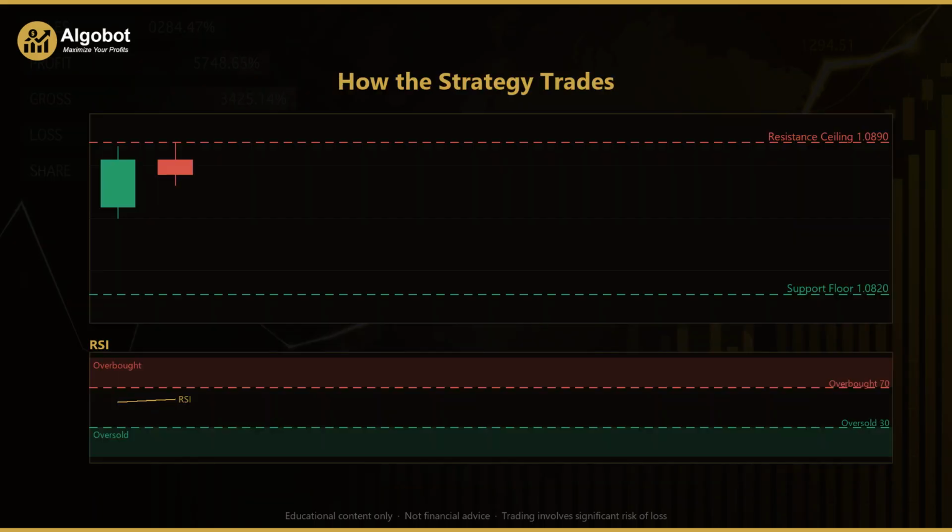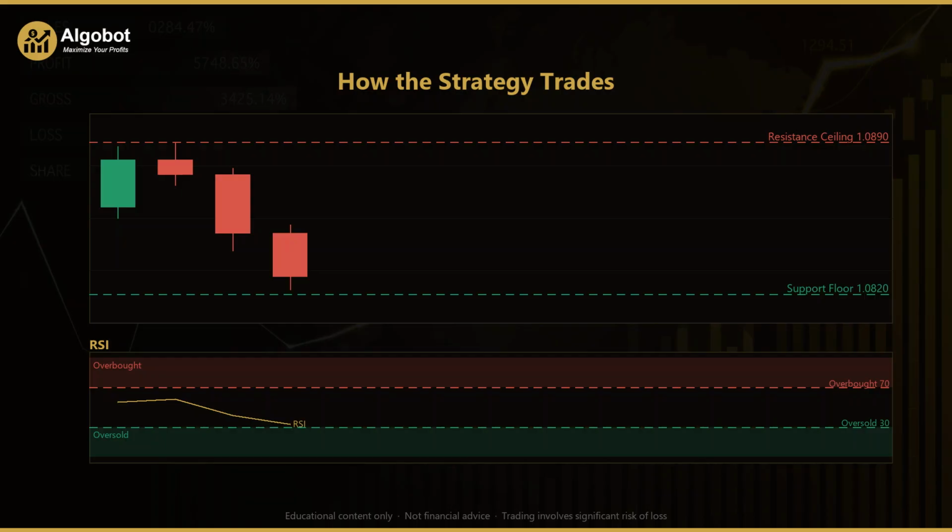Let's bring the logic to life on this chart. Across the top in red, we have the resistance ceiling at 1.0890, and along the bottom in green, we have the support floor at 1.0820. Below the price, the gold line is the RSI, with the overbought level at 70 and the oversold level at 30 marked by dashed lines.